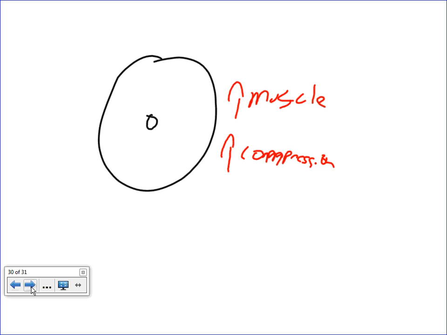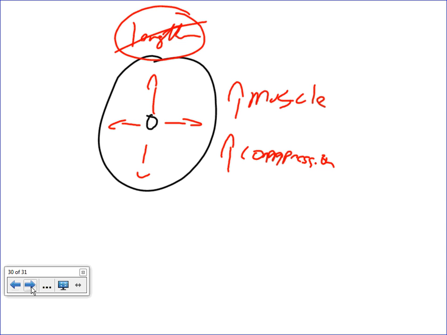And also, I want to mention that as an adult, your bones can thicken, but they won't lengthen. So our bones can get thicker as we get older, but they can't get longer.